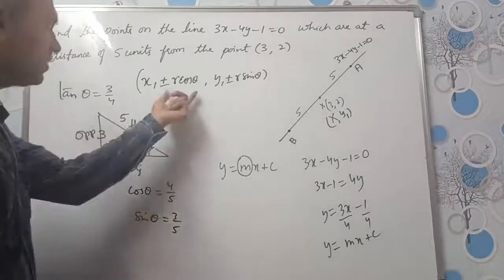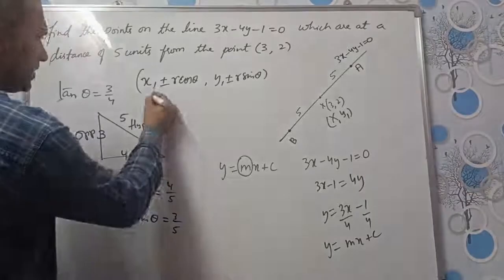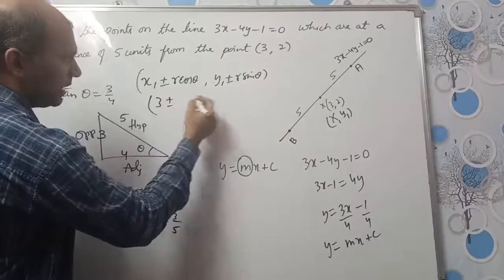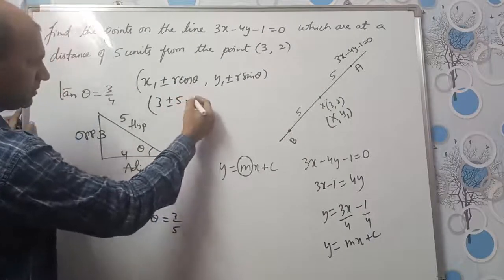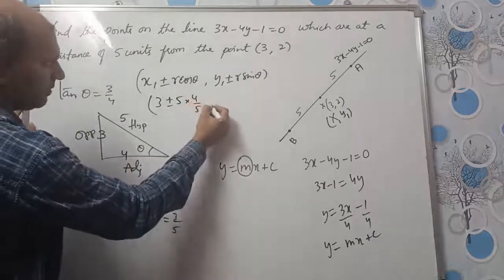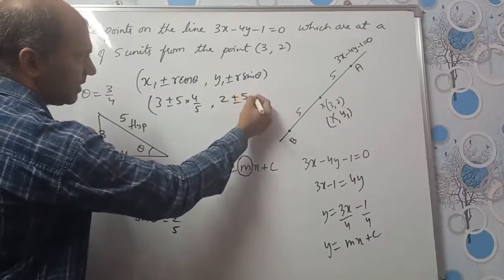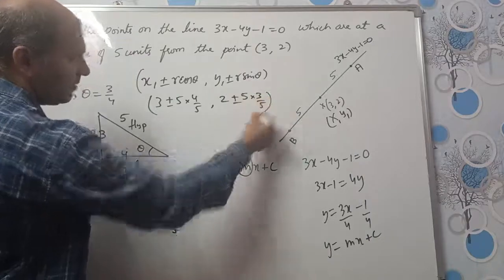We'll substitute these values here now. Let us do this. x1, x1 is how much? 3 plus minus r. r is 5. Cos theta, cos theta is 4 by 5. y1 is 2 plus minus r. r is 5. Sin theta is 3 by 5.